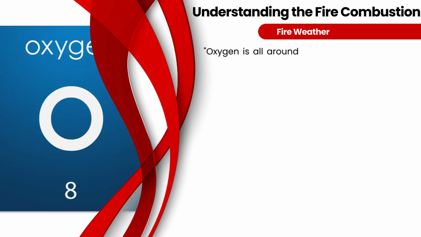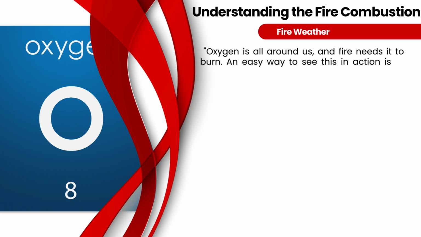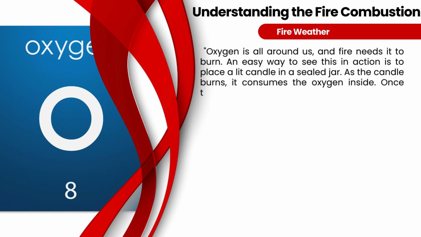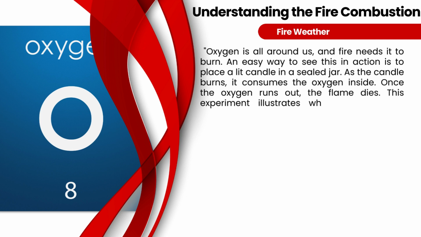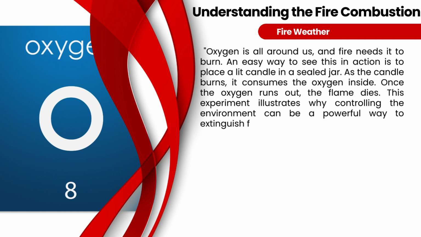Oxygen is all around us, and fire needs it to burn. An easy way to see this in action is to place a lit candle in a sealed jar. As the candle burns, it consumes the oxygen inside. Once the oxygen runs out, the flame dies. This experiment illustrates why controlling the environment can be a powerful way to extinguish fires.